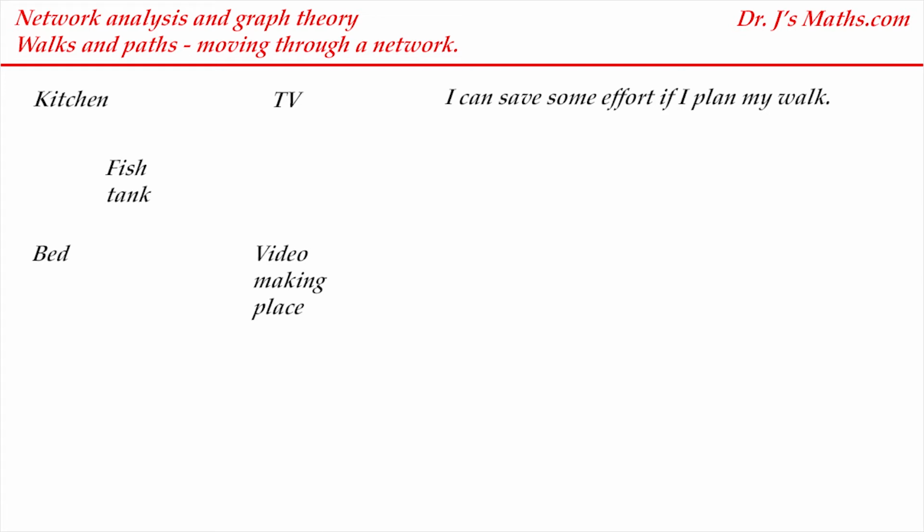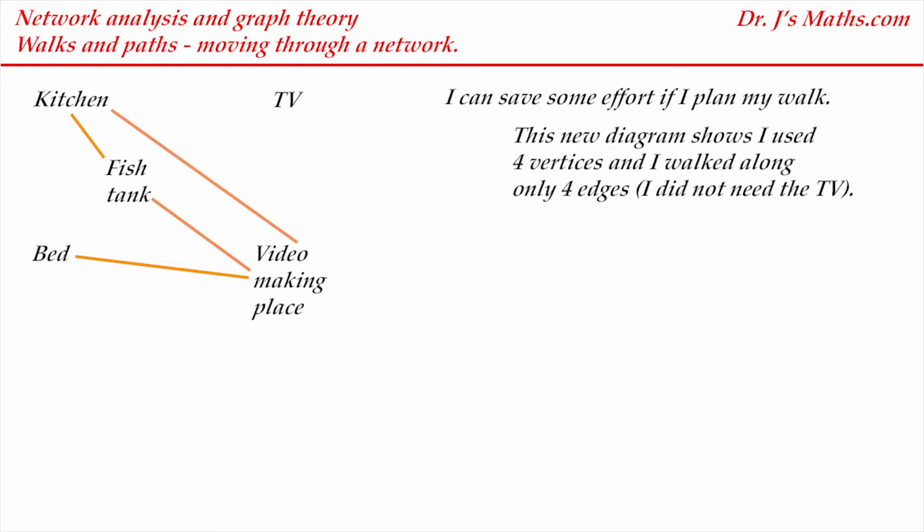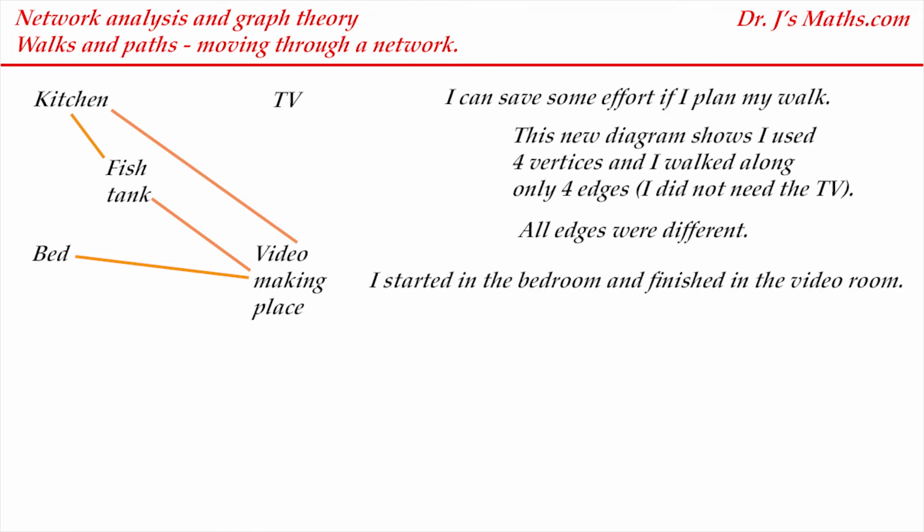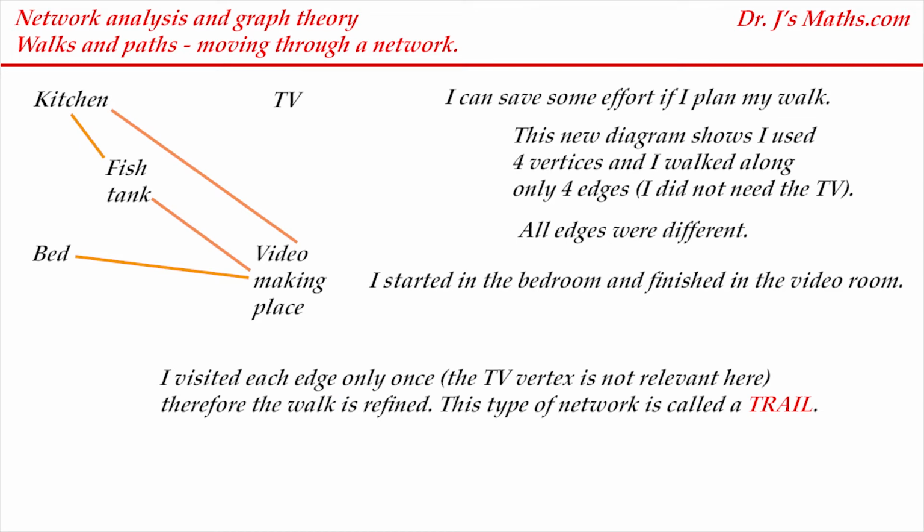Now, if I plan my walk, I can save a fair bit of effort. I could, for example, go from the bedroom to the video room, to the fish tank, to the kitchen, and then back to the video place. In this diagram, I can use 4 vertices, and I walked along only 4 edges. I didn't need the TV, I had the news. All the edges were different. I started in the bedroom and finished in the video room. I visited each of the edges only once. The TV vertex was not relevant here, and therefore the walk has been refined.